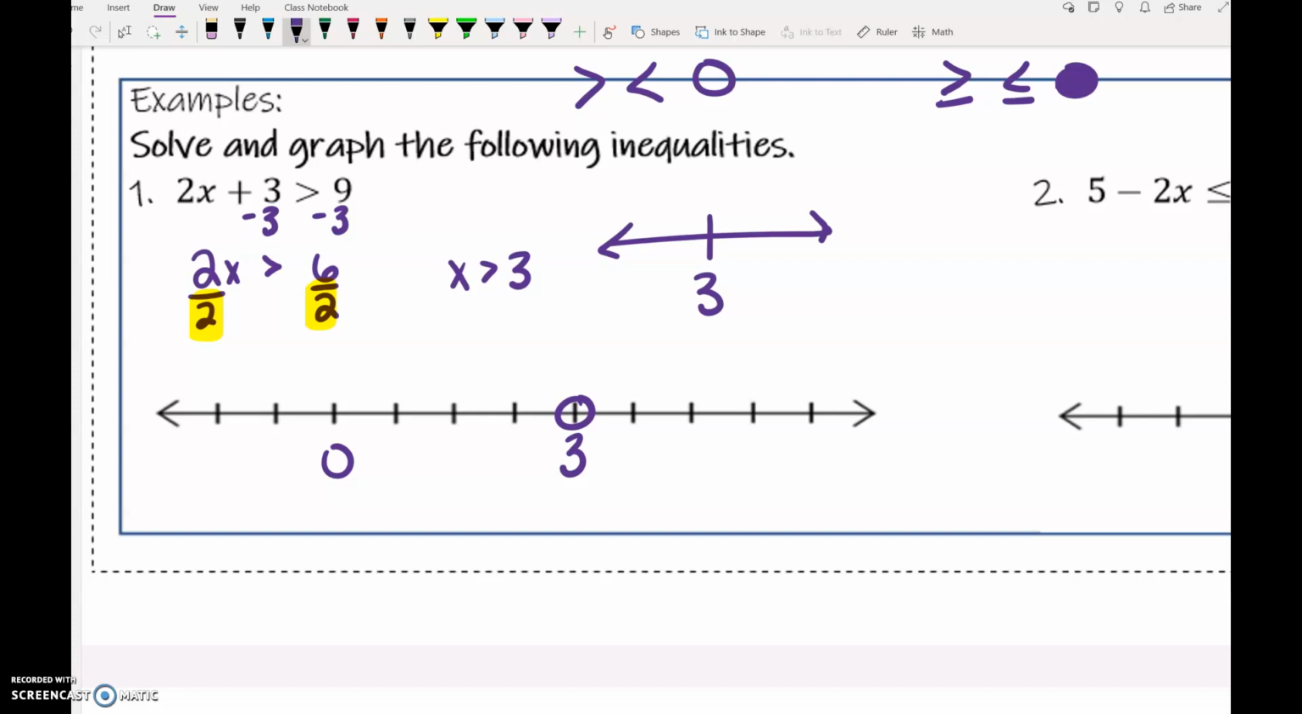And then we're shading numbers that are bigger than 3. x is greater than 3. So we want numbers bigger than 3. That would be this direction. Basically, your inequality symbol makes an arrow showing you which direction you need to shade if your x is on the left side and your number is on the right side. So if it's written this way with x is greater than 3, it shows you which direction to shade.